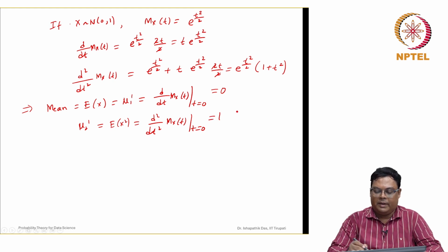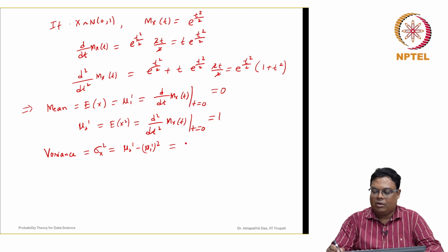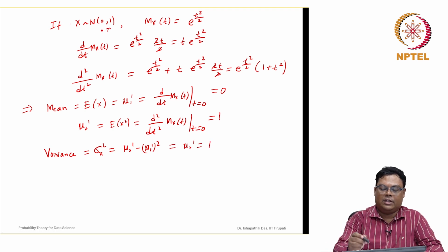Then the variance of x, which we denote sigma square, is mu2 dash minus mu1 dash whole square. Mu1 dash is 0, so this is nothing but mu2 dash, which is 1. So 1 is the variance here and 0 is the mean.